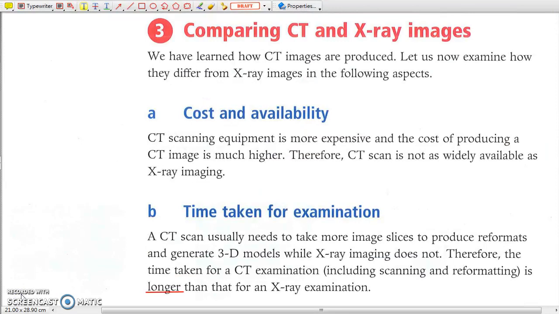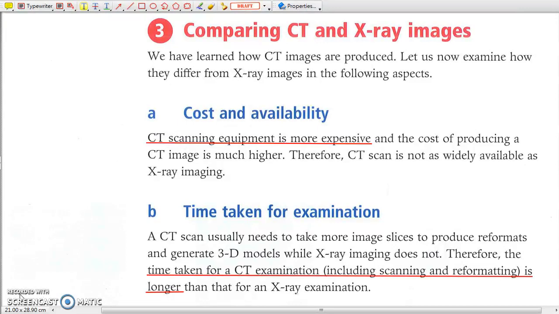3. Comparing CT and X-ray images. A. Cost and availability. As CT scanning is far more complicated, which requires sophisticated machinery and computation, it is more expensive than simple X-ray imaging, and hence it is not conducted so often.